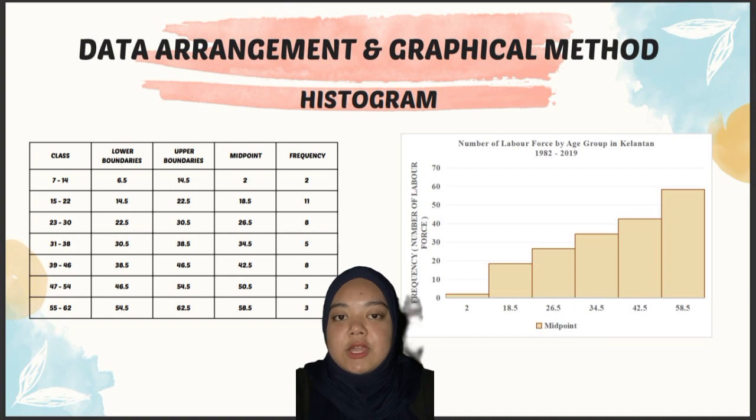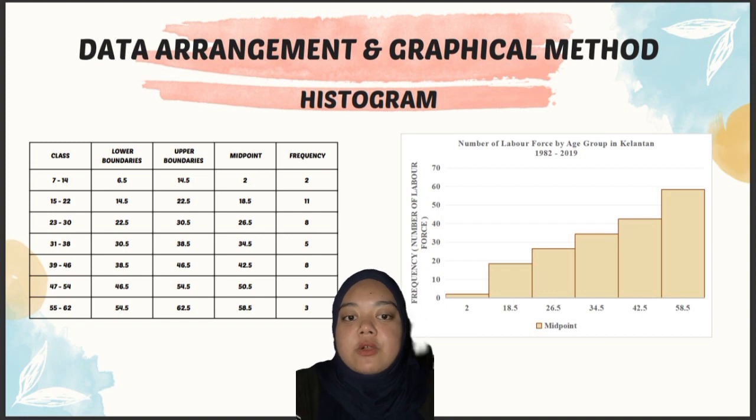Next, the class 31 to 38, 30.5 lower boundary, 38.5 upper boundary, 34.5 midpoint, and 5 frequency. Then the class 39 to 46, the lower boundary 38.5, upper boundary 46.5, midpoint 42.5, and the frequency 8. The class of 47 to 54, the lower boundary 46.5, upper boundary 54.5, the midpoint is 50.5, and the frequency 3. Lastly, the class of 55 to 62, 54.5 lower boundary, 62.5 upper boundary, 58.5 midpoint, and 3 frequency.